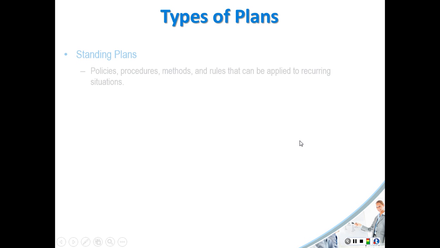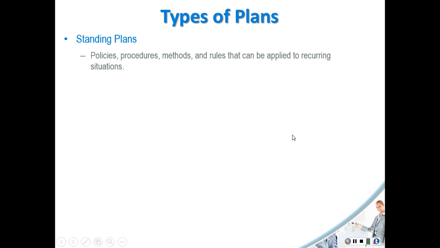There are a variety of different types of plans. There's what's called standing plans. These are policies, procedures, methods, rules that are used for recurring situations. If an employee is late for work, they get a verbal warning. If they're late a second time, they get a write-up. If they're late a third time, they get a write-up and a couple days off without pay. And if they're late once again after that, then they're terminated. That is a standing plan. That's a company's standing plan for how to handle violation of rules.